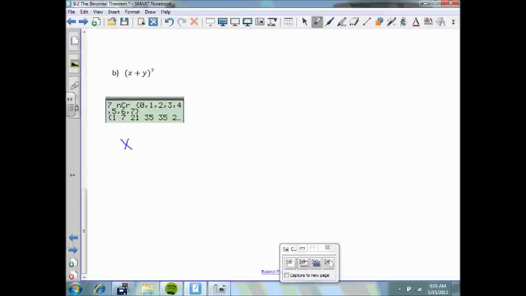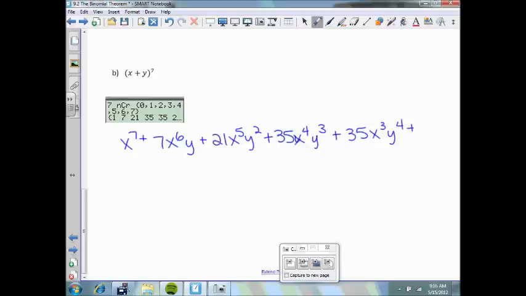So we're going to start off with x to the 7th plus 7x to the 6th y plus 21x to the 5th y squared plus 35x to the 4th y to the 3rd plus 35x to the 3rd y to the 4th plus 21x squared y to the 5th plus 7x to the first power y to the 6th plus y to the 7th. So one thing you need to remember, it's always going to repeat. You're going to get to a repeating factor.